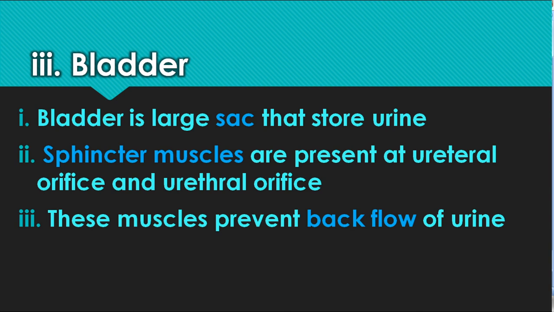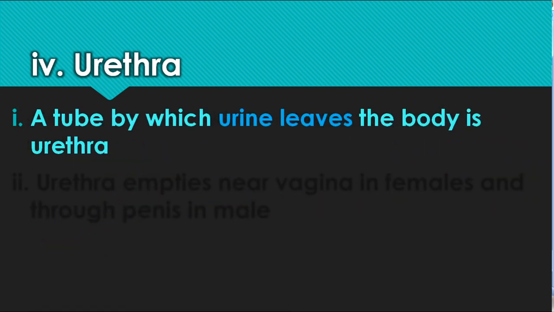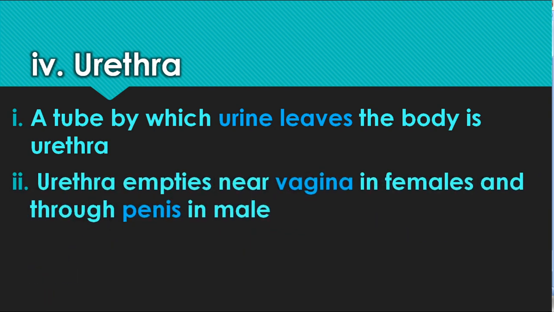So the last or the fourth component of the human urinary system is the urethra. Urethra is a tube by which urine leaves the body. Urethra empties near the vagina in the female and through the penis in the male.